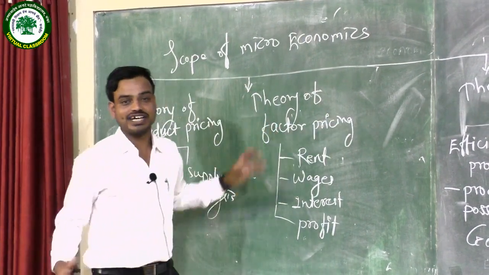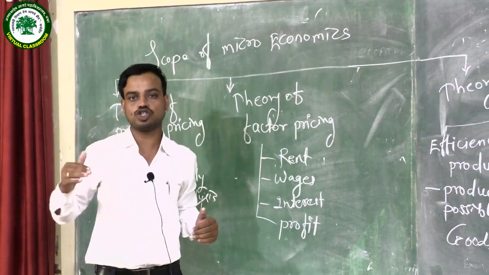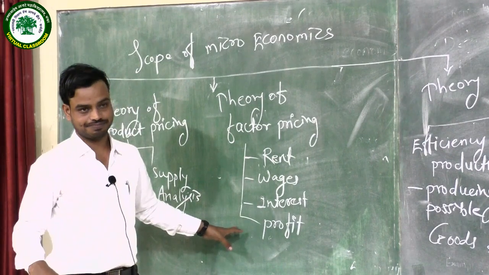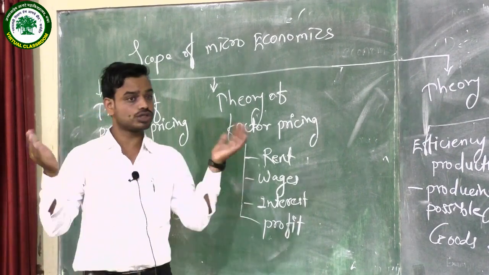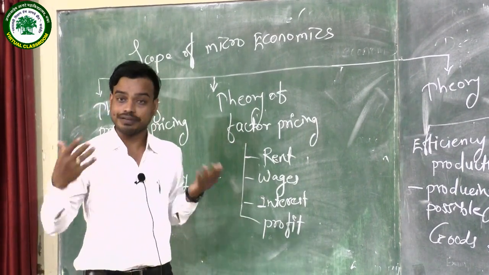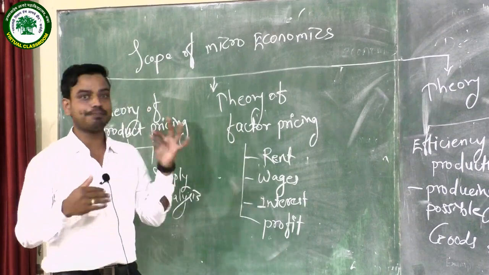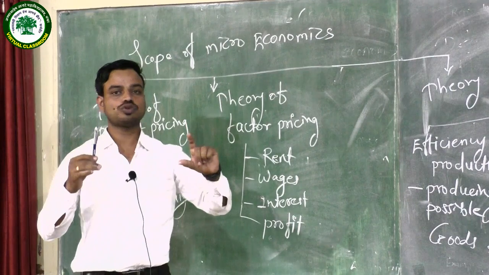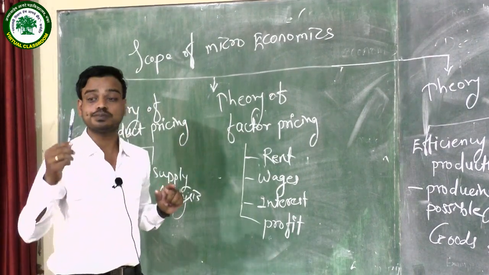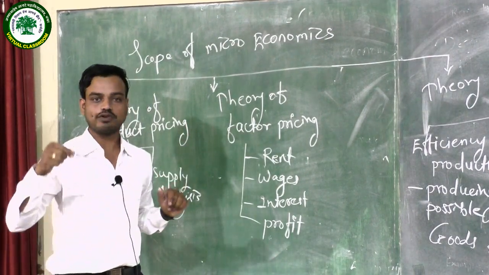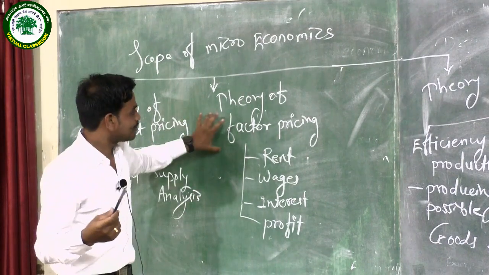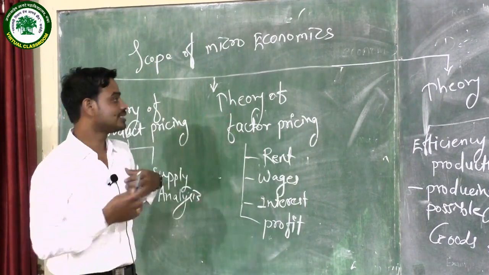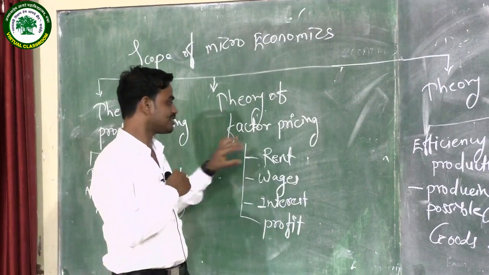The second thing, theory of factor pricing. So factor means element, means if I want to produce anything, then that thing requires some factors. Like if we think about a college, in the college there are a lot of elements. So if I want to make a pen, then not only an instrument, not only any machine makes that pen. For making a pen there are a lot of elements, a lot of factors.